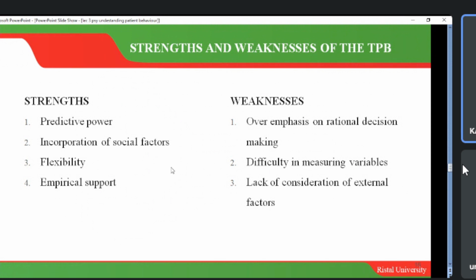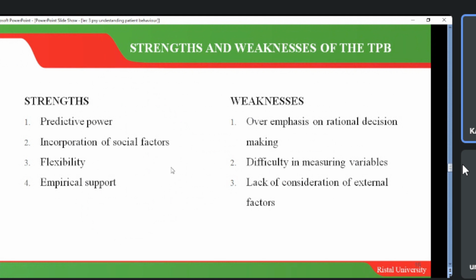Your colleagues, you get it. Then flexibility. This means that it cuts across all genders and all age groups. You get it? Yes, it is flexible, even across different cultures. Then another strength is that it has empirical support. Empirical support, we mean research has been done to prove this theory. Many researchers are building on this theory to learn more about patient behavior.